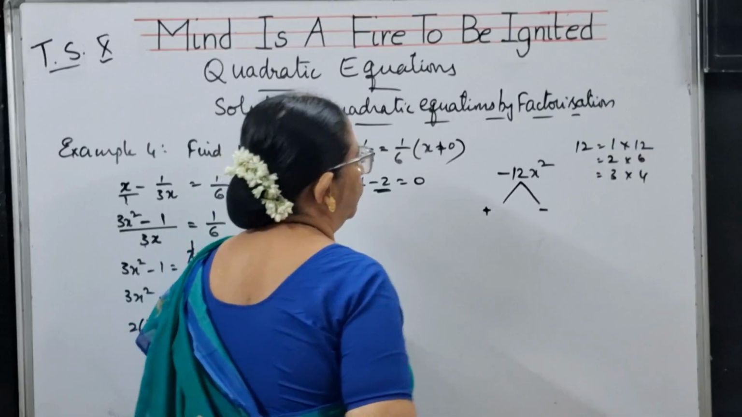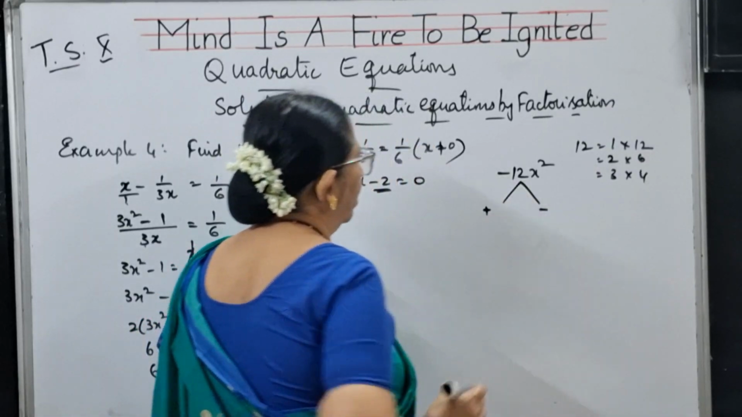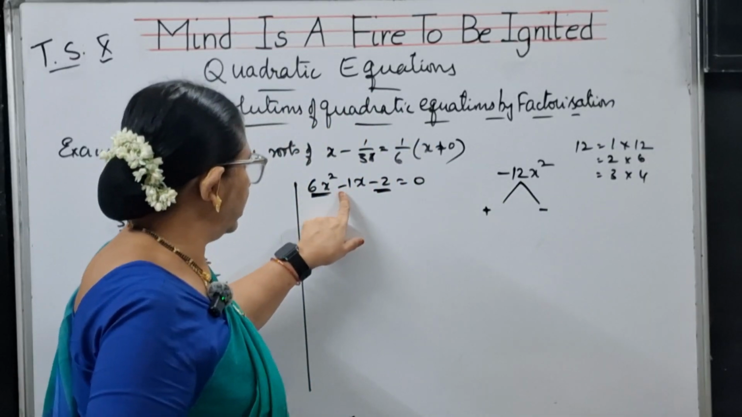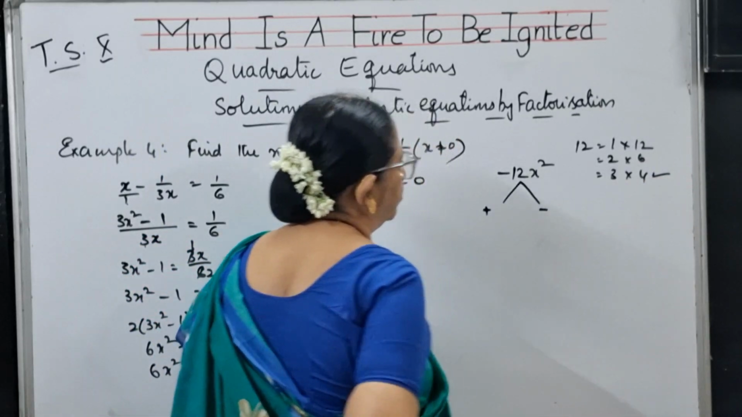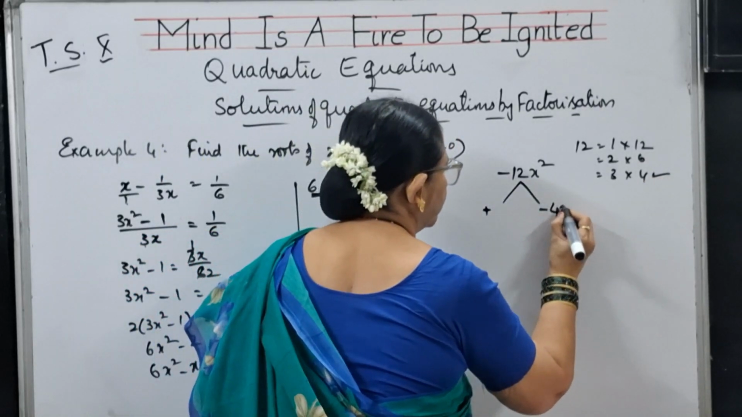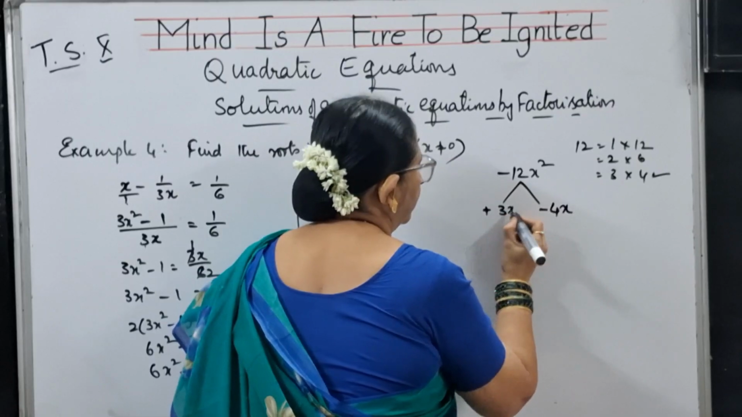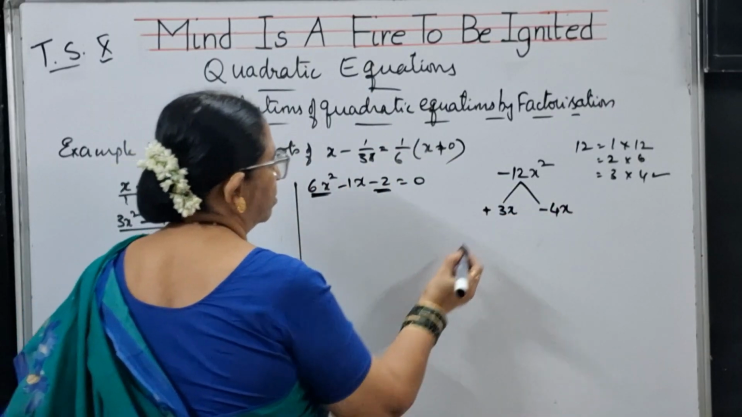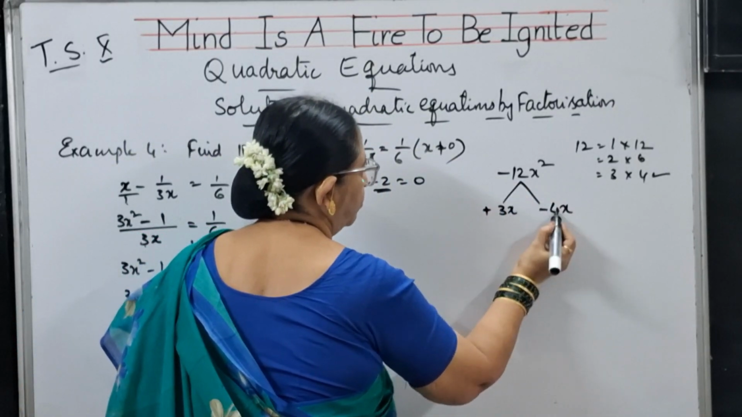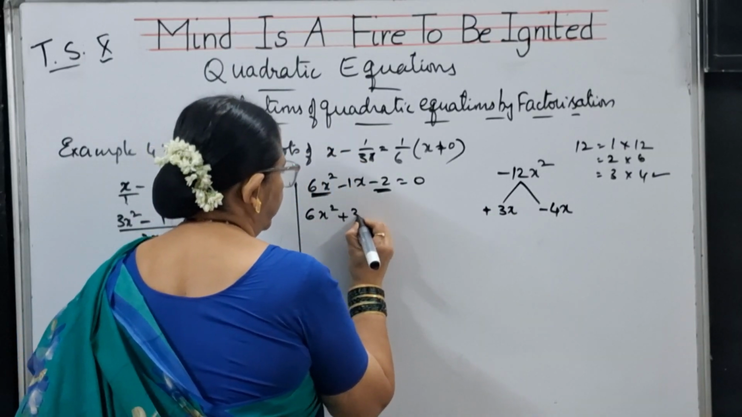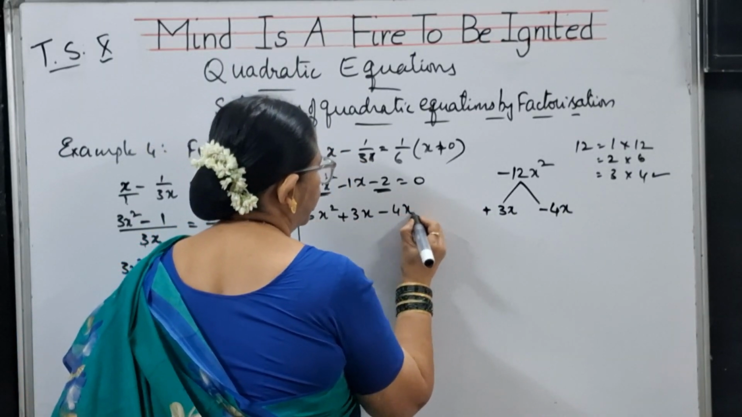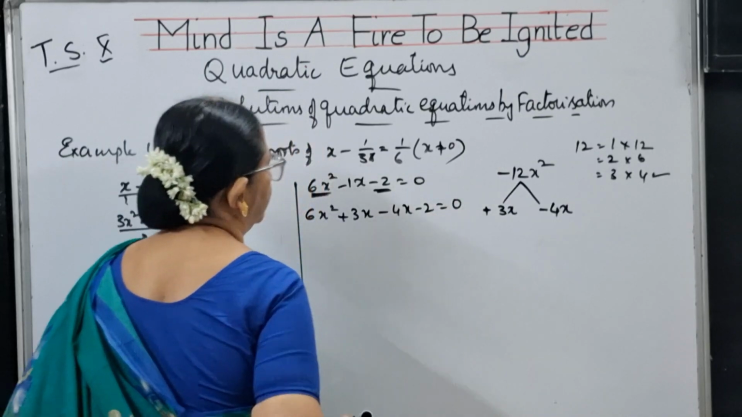So we need 1 plus and 1 minus, so that on adding you should get minus 1. That means this is suitable: minus 4x plus 3x. When you add, you are getting minus x. Plus into minus, minus 3 fours are 12x square. So 6x square plus 3x minus 4x minus 2 is equal to 0.